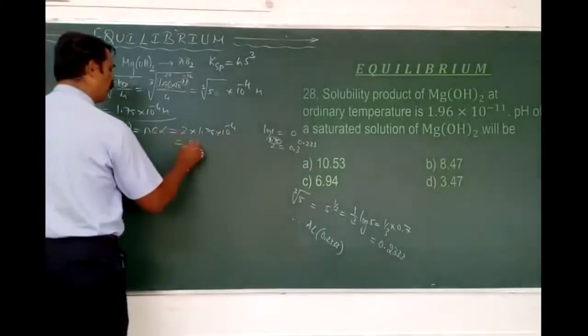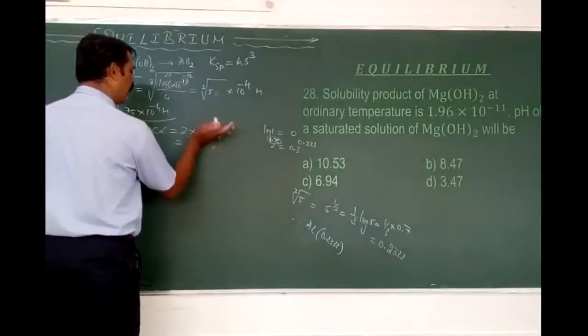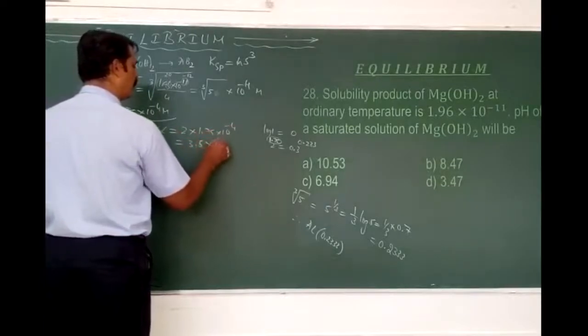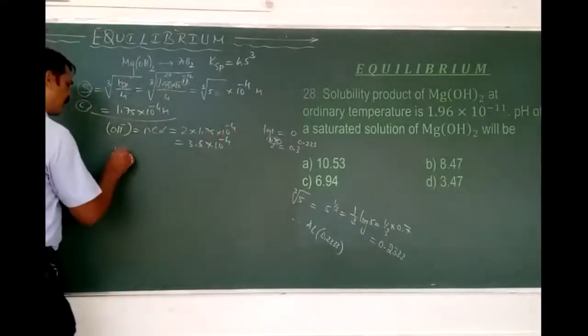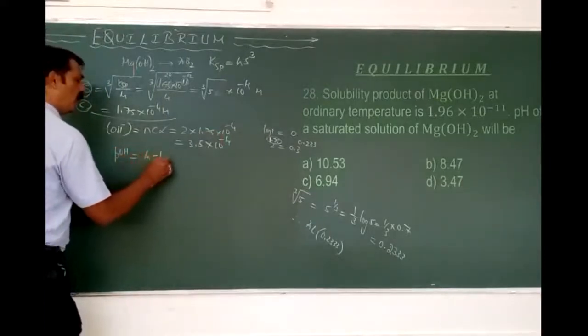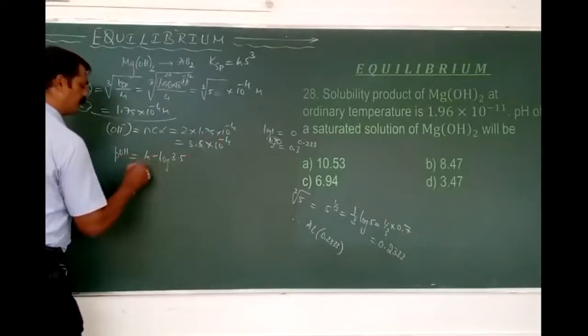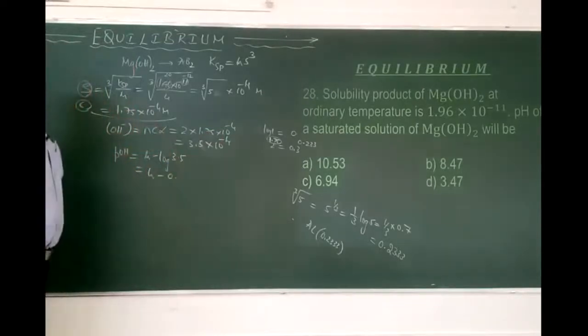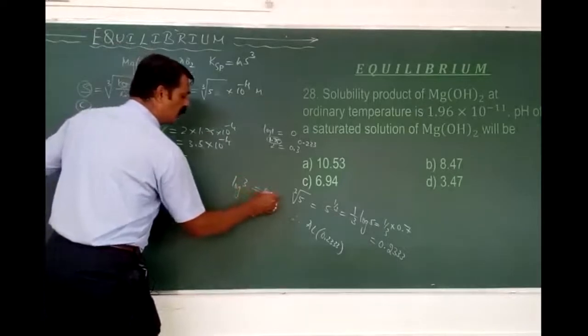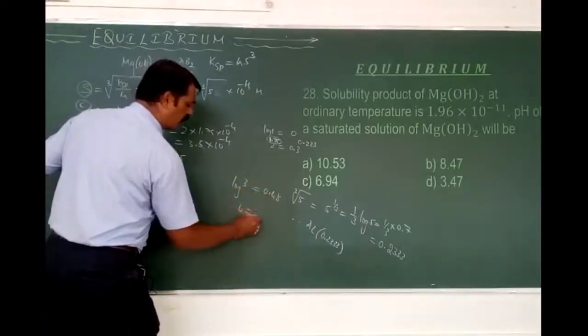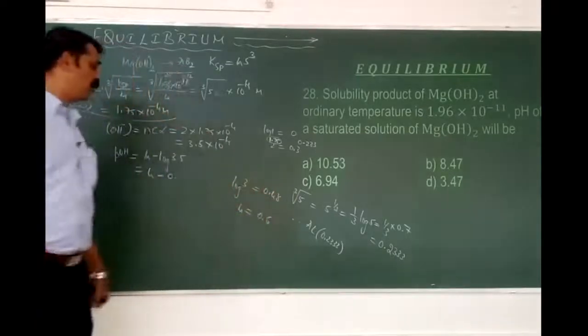That is equal to 3.5 into 10 to the power of minus 4. What is this? OH minus. What is pOH? I will directly move now. 4 minus log 3.5. Log 3 is 0.48. Log 4 is 0.6. What is log 3.5? Can I say it is intermediate between them?